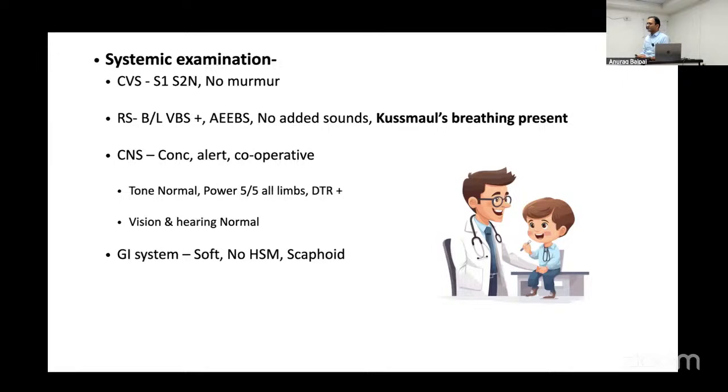In CNS, she was conscious, alert, cooperative. Tone was normal. Power was 5/5 in all limbs. Deep tendon reflexes were present, and by crude method, the vision and hearing were normal. In per abdomen, the abdomen was soft. There was no hepatosplenomegaly, and on inspection the abdomen was scaphoid. This again is a big clue. Lack of hepatosplenomegaly is against glycogen storage disease or tyrosinemia. In most proximal cases you will have some form of hepatomegaly. Carry on.